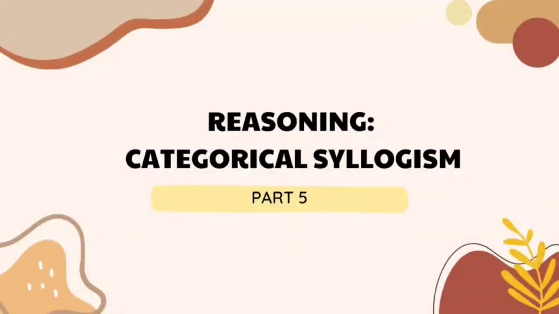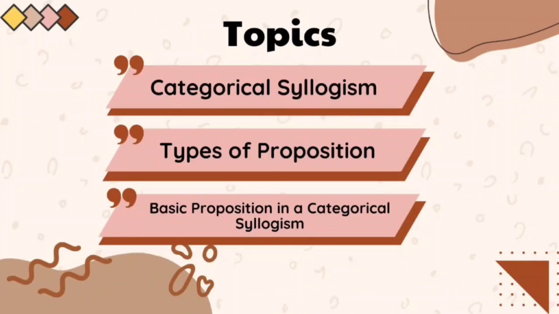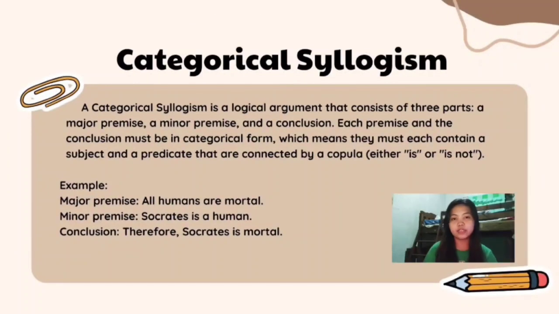Part 5. Reasoning. Categorical Syllogism. The topics are categorical syllogism, types of proposition, and basic proposition in the categorical syllogism. So the first topic was categorical syllogism. So what is categorical syllogism?